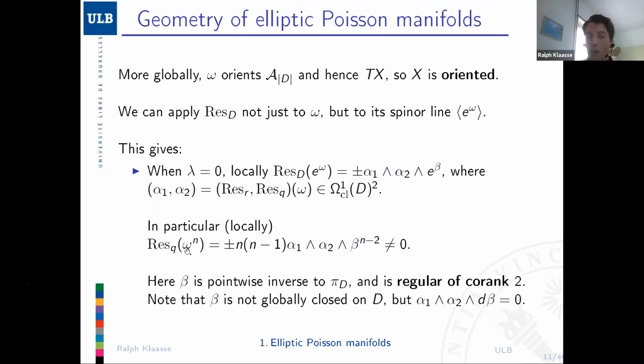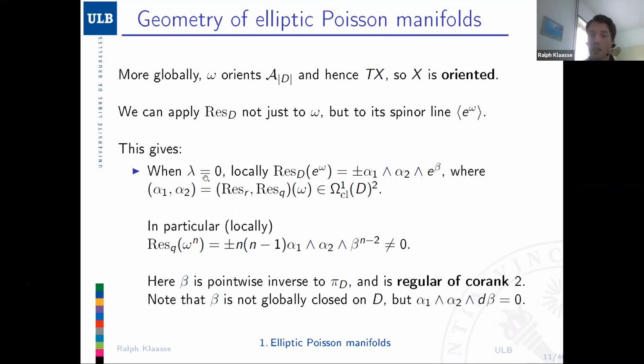And if you then look at what the top degree one gives you, this is non-zero. So this beta is pointwise inverse to the Poisson structure on D. And you see that it's regular of corank 2. And alpha 1 and alpha 2 are giving you the symplectic foliation. So they're closed forms, and their kernel is spanning the symplectic foliation for you. This beta is not globally closed. So it's only a local object to begin with, not closed on D, but it is sort of leaf-wise closed, as you can see here.